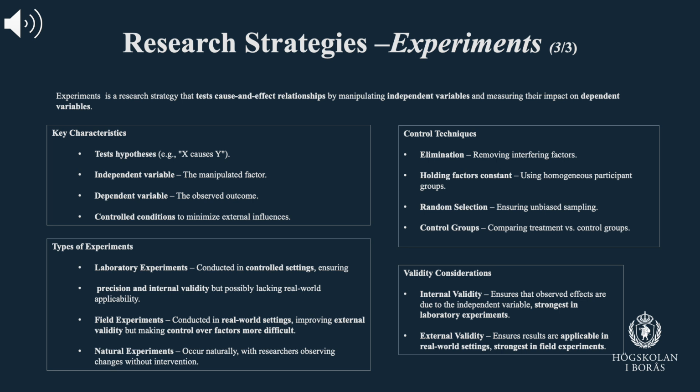To minimize interference, researchers use techniques like elimination, which excludes confounding factors, holding variables constant, random selection for unbiased sampling, and control groups, which compare treated and untreated participants. Experiments are conducted in laboratories or real-world settings. Laboratory experiments offer high internal validity by precisely controlling variables, but may lack real-world applicability, leading to low external validity.